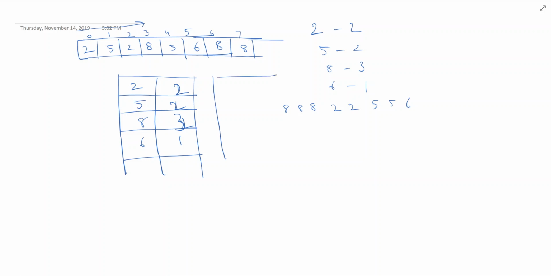based on the value. So once we sort the dictionary based on the value, the resultant dictionary will be 8 3, 2 2, 5 2, 6 1. So here as 2 and 5 are both occurring 2 times, this order can change when we sort the dictionary. So it's not guaranteed that we'll get 2 and 5, we may get 5 and 2 as well.